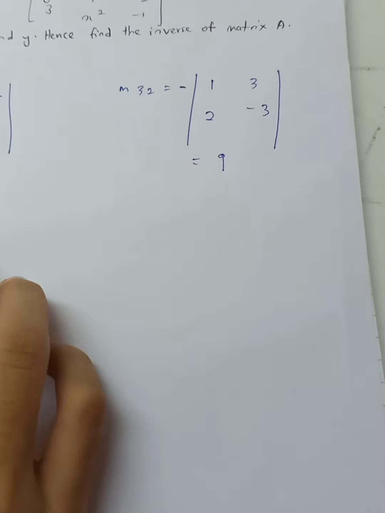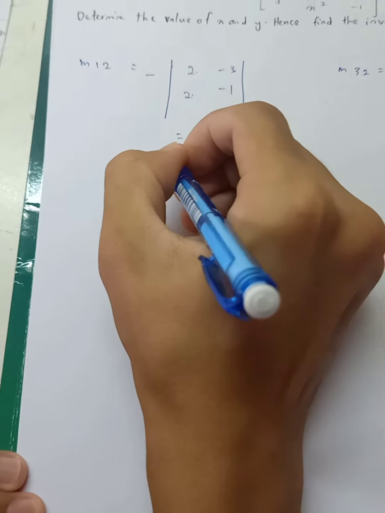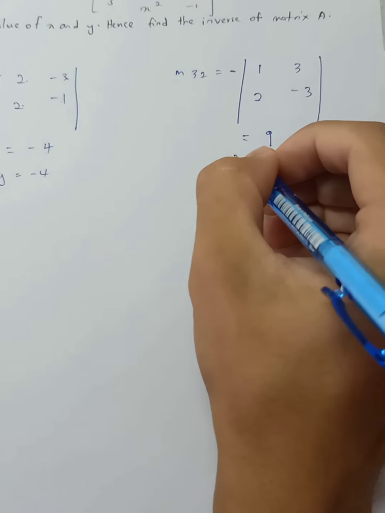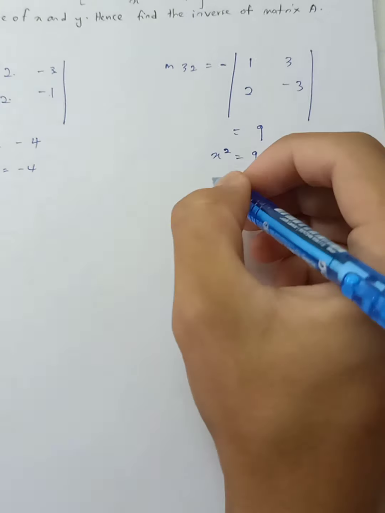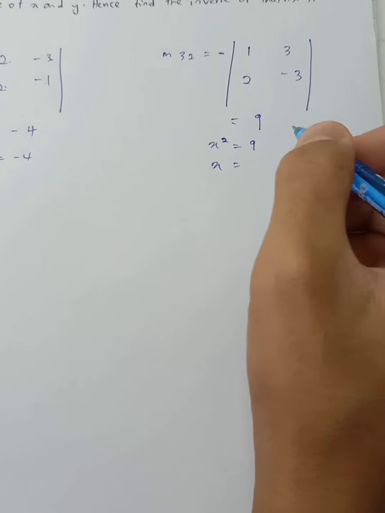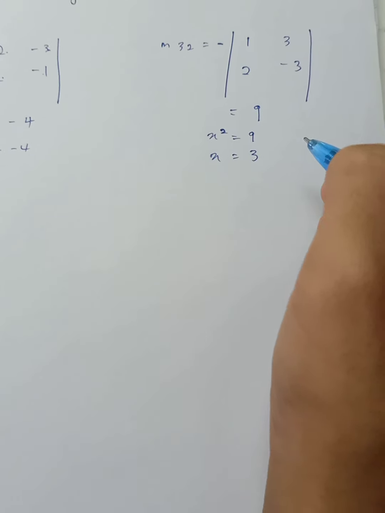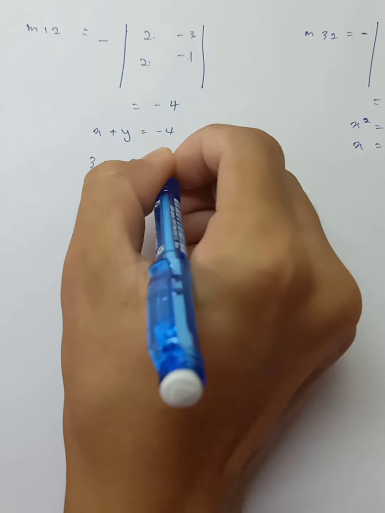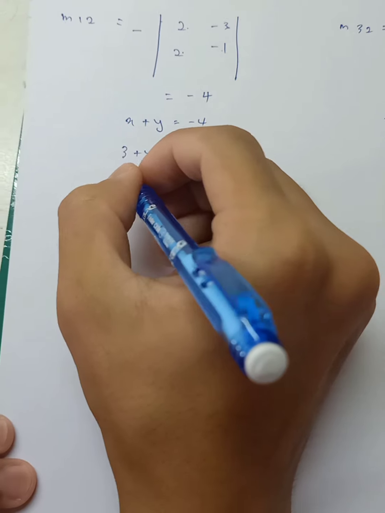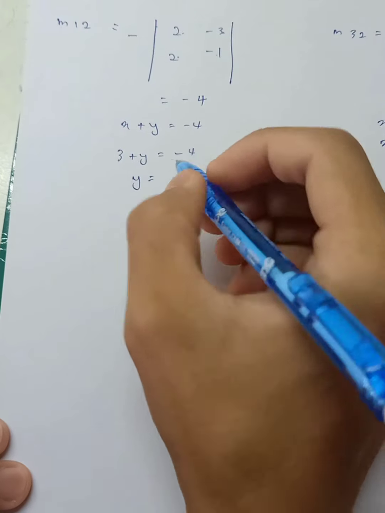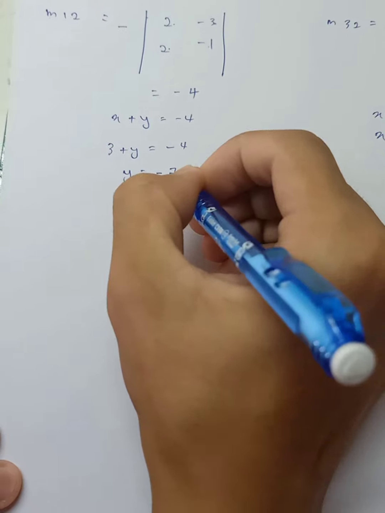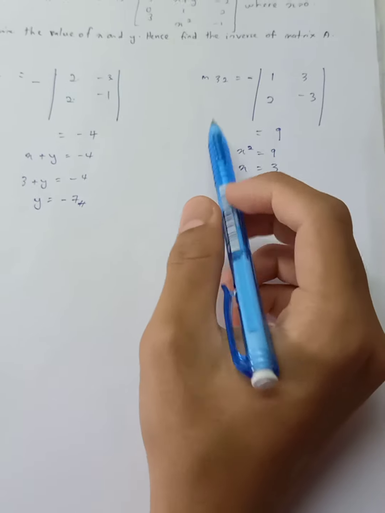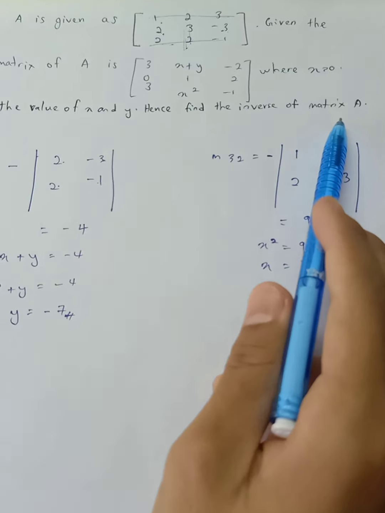Alright, so coming back here, we get x plus y equal to negative 4, and x squared equal to 9. So find x first. x is square root of 9, which is 3. We input the x here and get 3 plus y equal to negative 4, so y equals negative 7. Now we have the x and y values, and we proceed to find the inverse of matrix A.